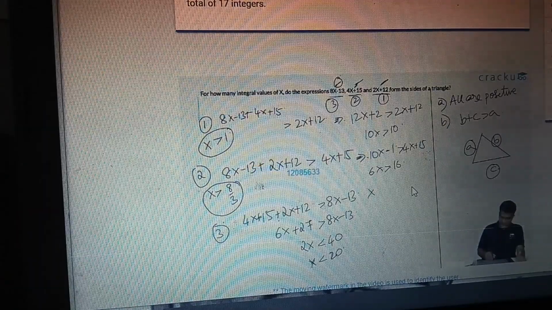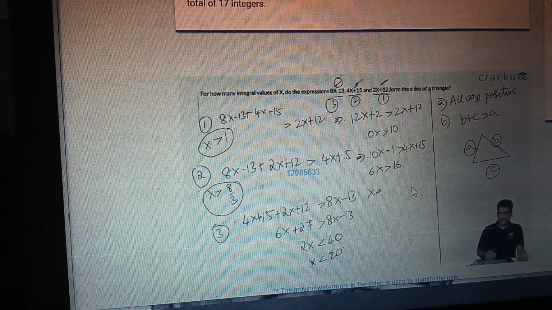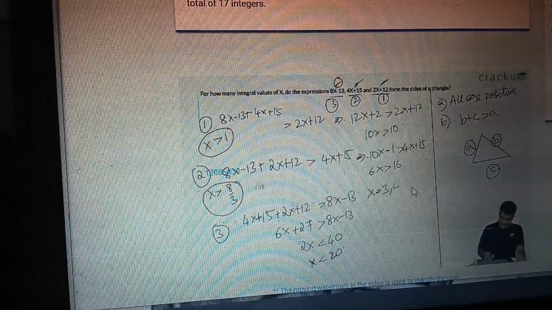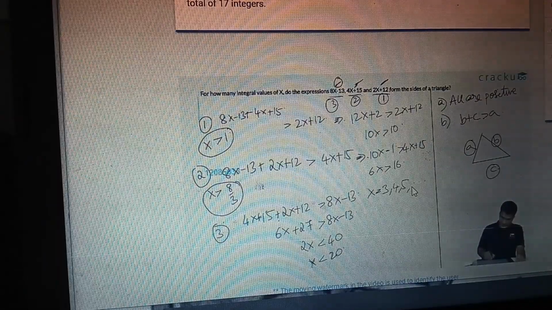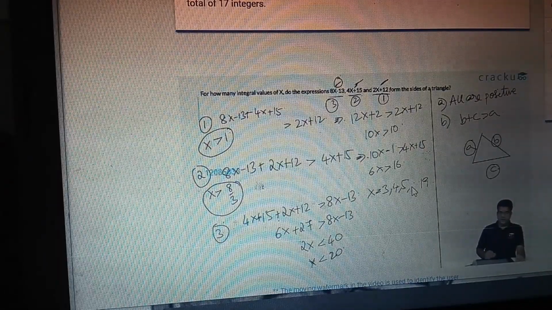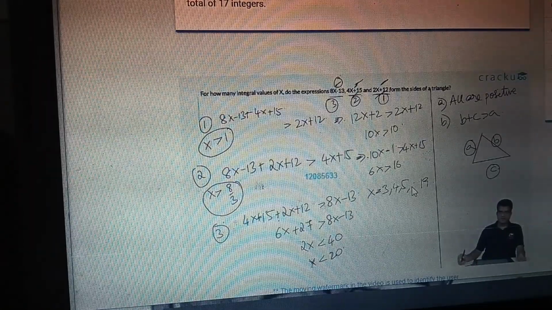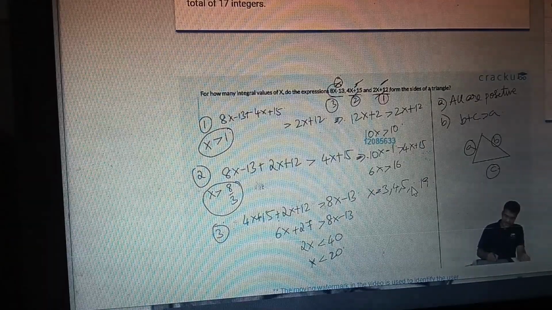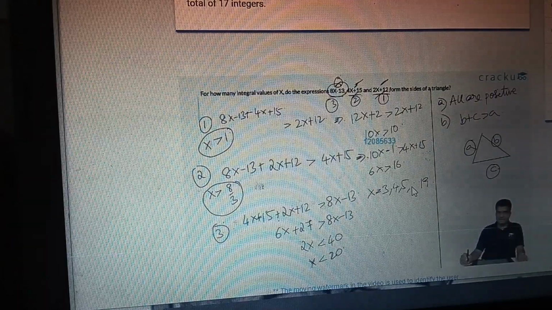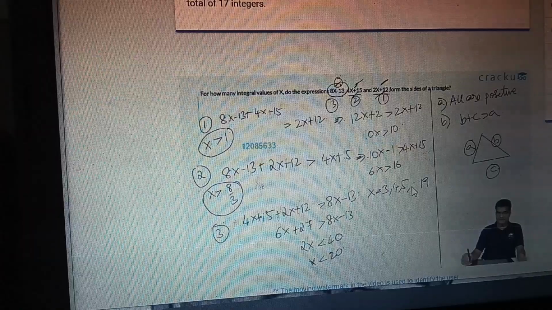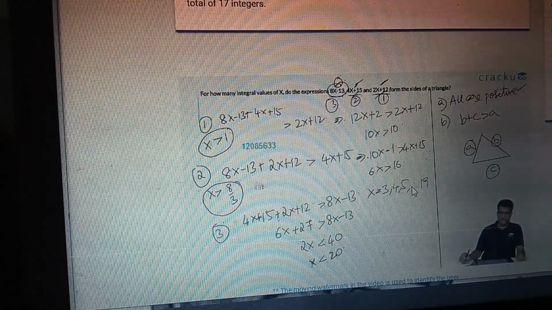So the values of x, because we are only looking for integral values, are 3, 4, 5, till 19. Note that for all of these values, 4x plus 15 and 2x plus 12 will definitely be positive because x is positive. Even 8x minus 13 will be positive because x is greater than or equal to 3. In that case, 8x minus 13 will be positive. So all of them are definitely positive.